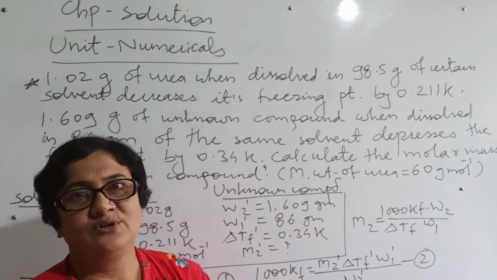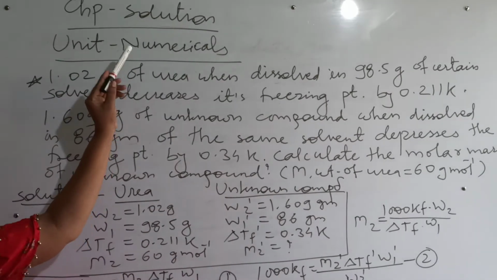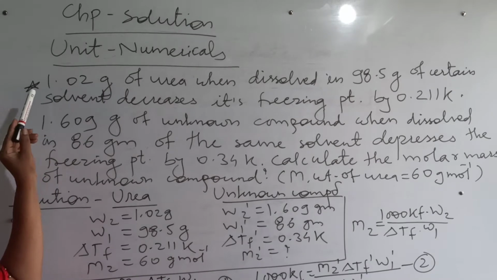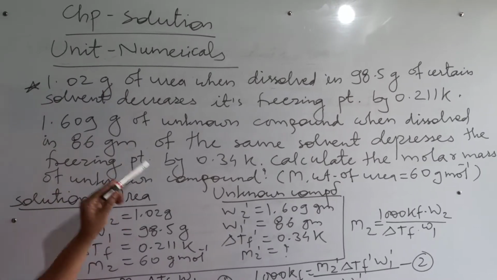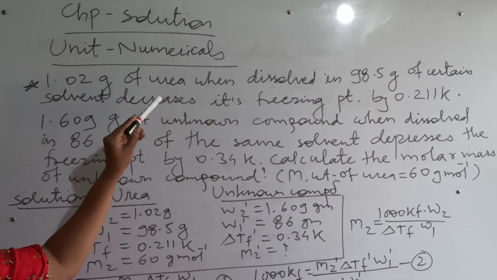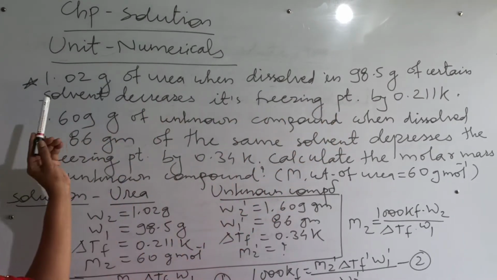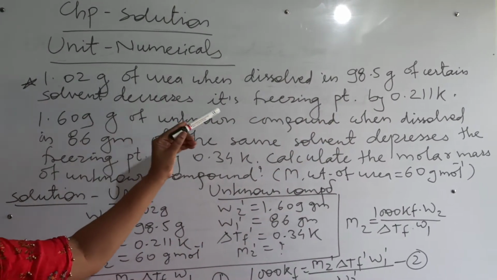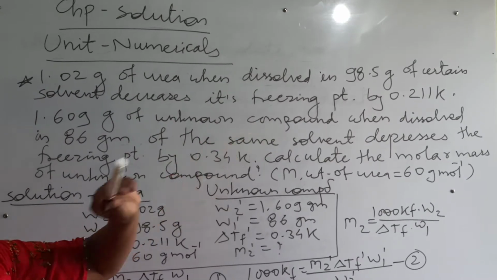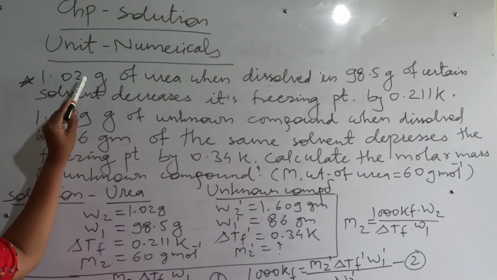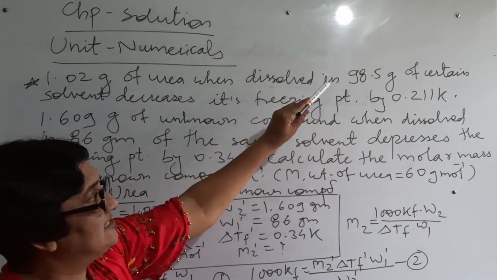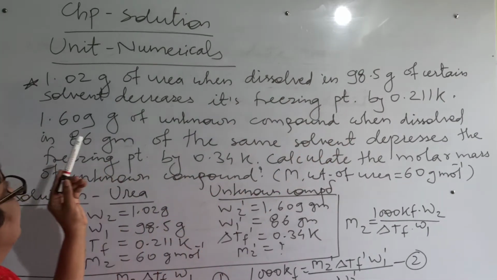Hello student, today we learn numericals from the subchapter Solutions. The problem is like this. Here 1.2 gram of urea when dissolved in 98.5 gram of a certain solvent decreases its freezing point by 0.211 Kelvin. Here weight of solute is given, weight of solvent is given and delta Tf is given.